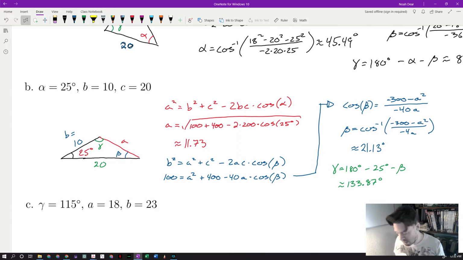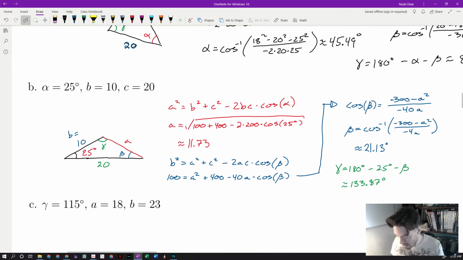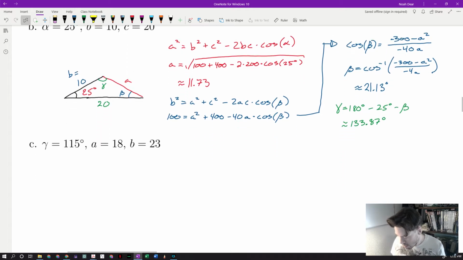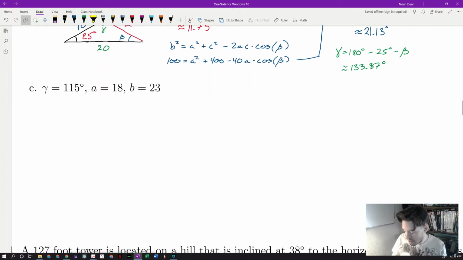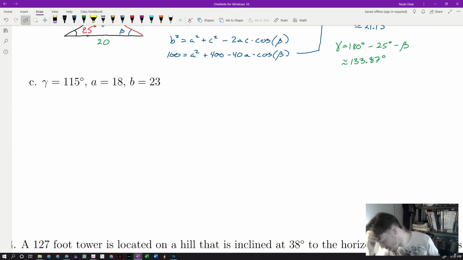All right, pause the video if you need to catch up. I'm going to move on here. Part C of problem 3, we've got gamma is 115 degrees, A is 18, B is 23. Again, I don't have any sides and angles matching up here. 115 degrees is a little more than 90 to be sure.